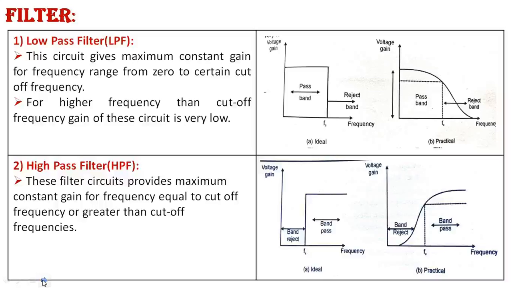Next one is the high pass filter. This filter circuit provides maximum constant gain for frequencies equal to the cutoff frequency or greater than the cutoff frequency. So the diagram shows the ideal and practical response of the high pass filter.